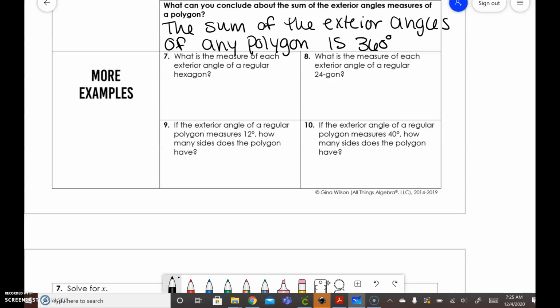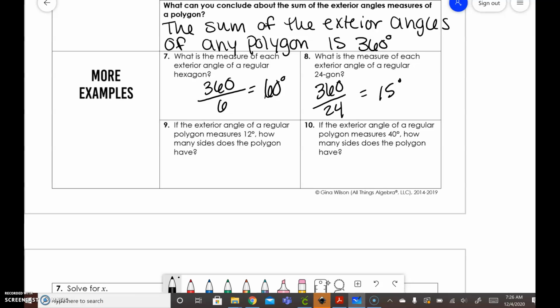So if we think, a hexagon has 6 sides. A regular hexagon means that all those interior angles are going to be the same. So if the interior angles are the same, the exterior are obviously going to be the same as well. So if we do 360, because it's the total sum of exterior angles, divided by 6, we get 60 degrees. What is the measure of each exterior angle of a regular 24-gon? Same thing. We do 360 divided by 24, and we're going to get each one to be 15 degrees.